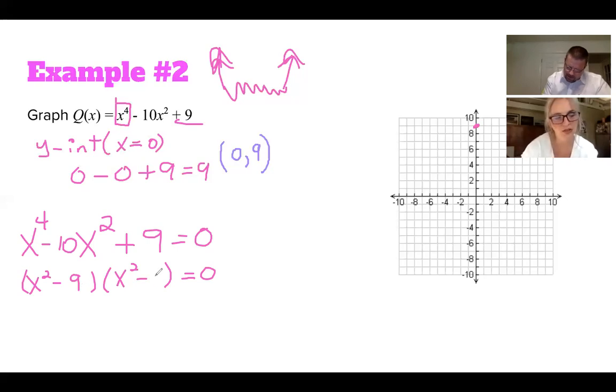Okay. And I recognize those by now as the differences of perfect squares. And I feel like we could just call this plus or minus 3 and plus or minus 1, and kids could get there on their own. I bet you're probably right.